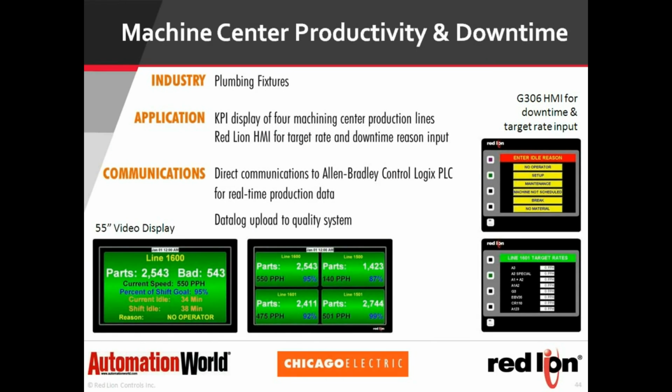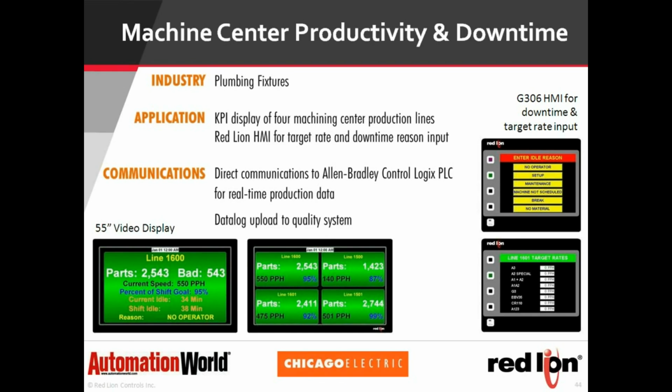Get to the last one here. This is a very recent installation that we've done. This company is making plumbing fixtures and making a lot of them. In this case, again, we're looking at data from 4 different lines. So they were able to spread the cost of this display through really an entire production area.